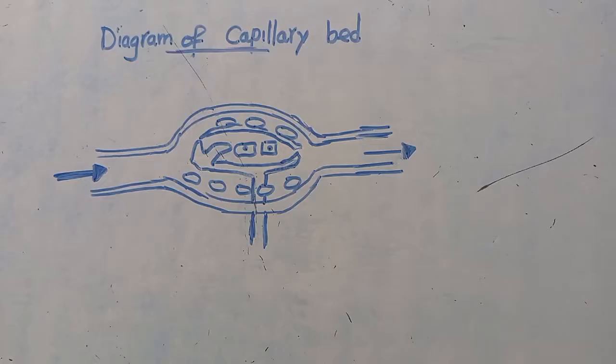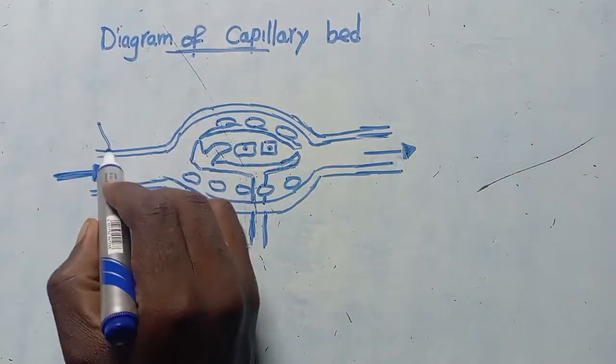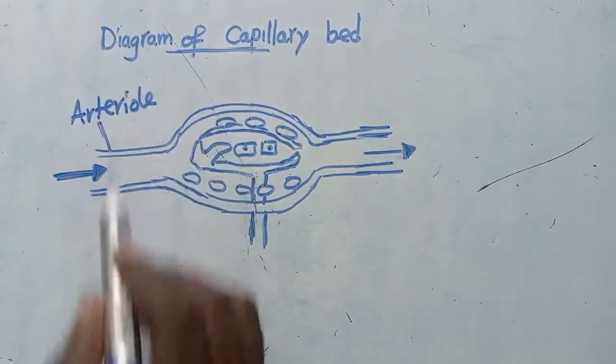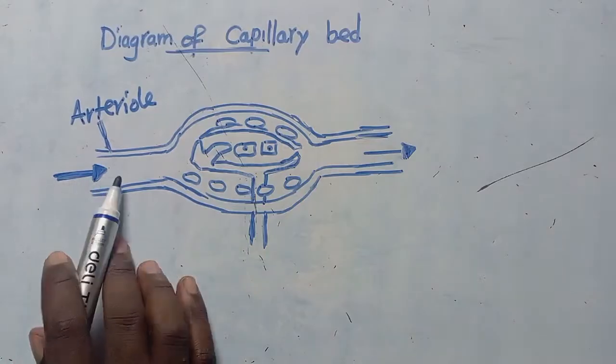And I told you that as arteries approach the organ of the body, they branch into smaller arteries called arterioles. This is the reason why this part that you are able to see is called an arteriole. So maybe you may be asking yourself, what is an arteriole? Arterioles are small branches of arteries that lead to capillaries. Have you seen? These ones are leading to capillaries.